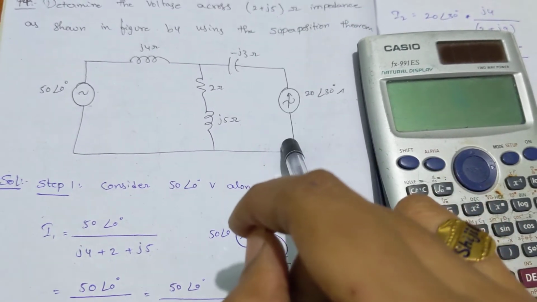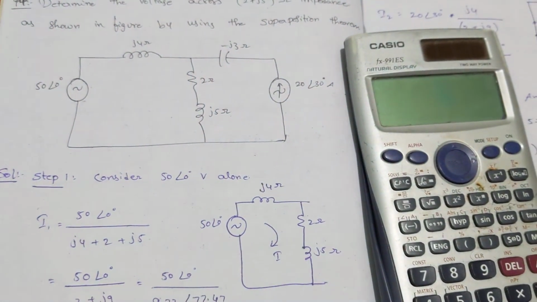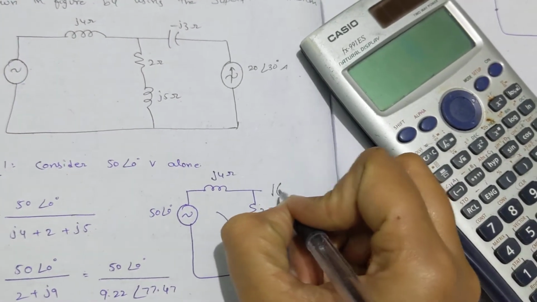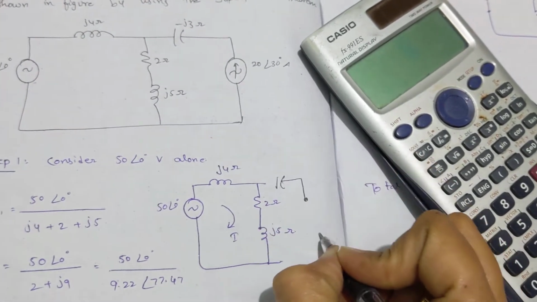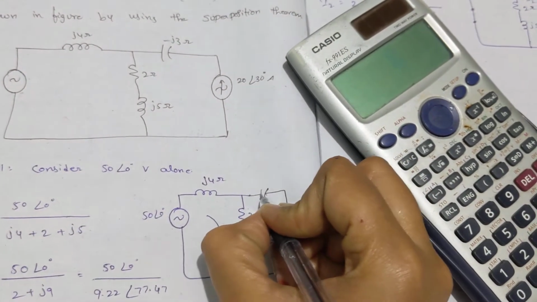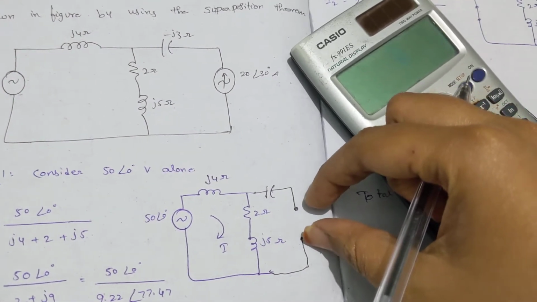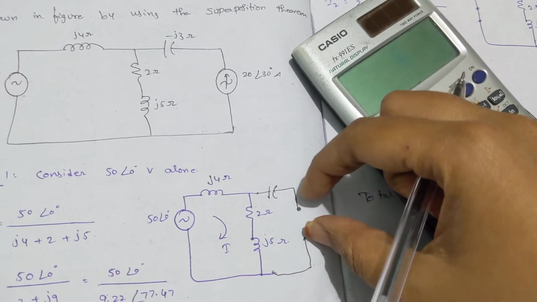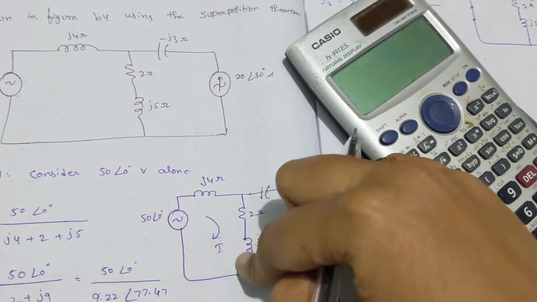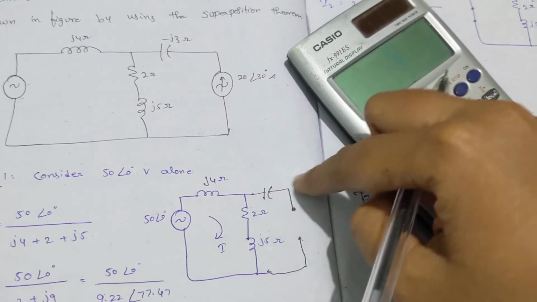If anybody has any doubt, I have drawn it: this current source is open right now, acting like an open circuit. When it is an open circuit, no current is flowing here. That means whatever current comes from the source tends to flow through this branch only. No current is flowing here.